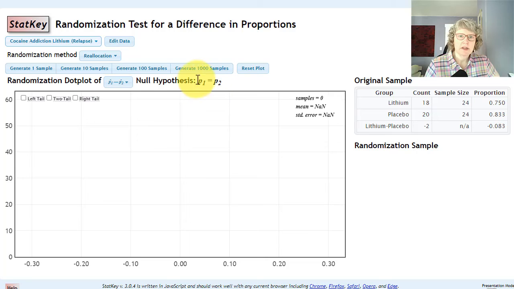And you'll see our same hypotheses, but they're using the 1 and 2 again because they don't change the subscript according to the data set. So we've got to figure out which one is which again. And over here you see the original sample. This matches our data set in the notes. So lithium under relapse was 18 out of 24. Now they're not giving us the 6. They're just saying 18 out of 24. And placebo is 20 out of 24.